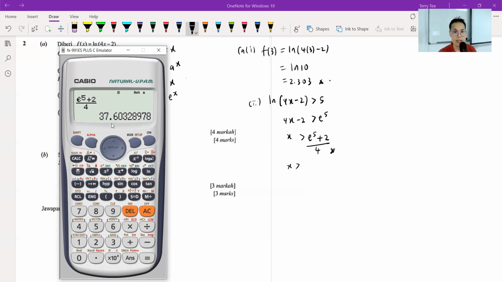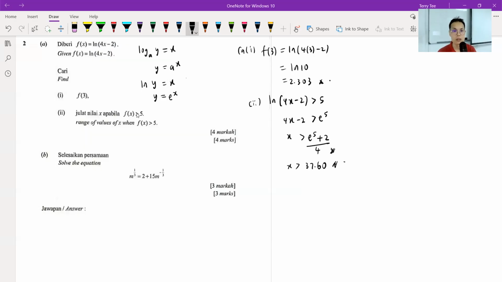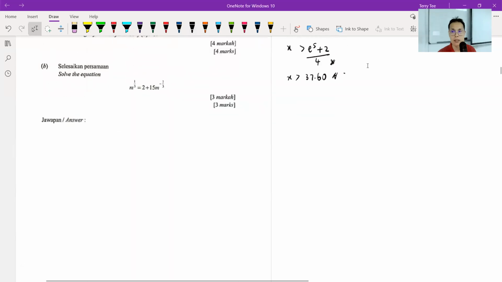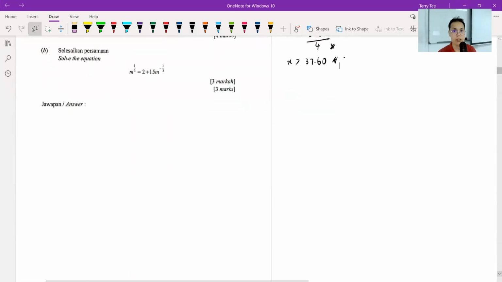And my answer is 37.60. Yeah, 37.60. There you go. That is for part A. All right, let's move on to part B. Okay, let me move this up a little bit so we got a bit more space. Okay, for part B, I think I would do it down here.